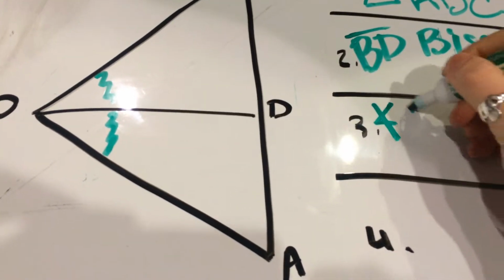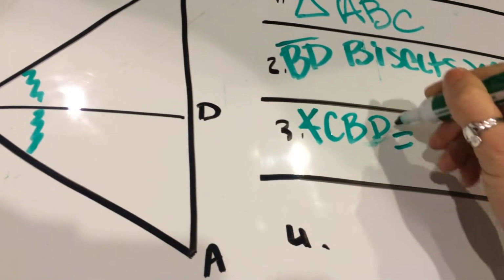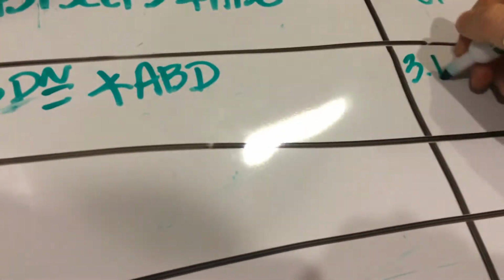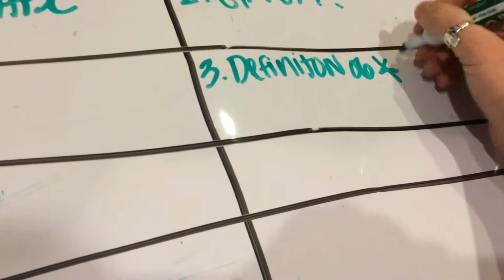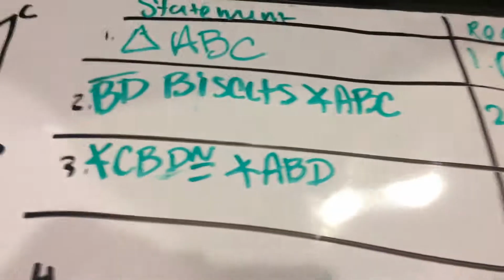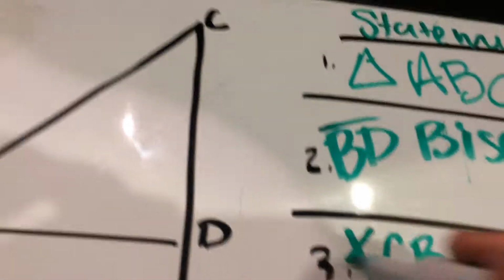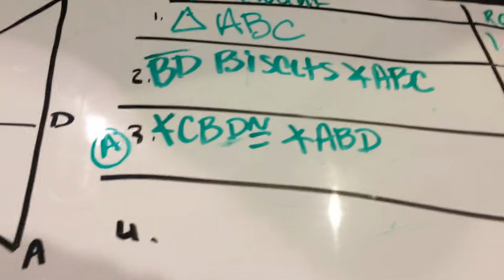Now, our third statement is saying angle CBD, that's a D, not a P, is congruent to angle ABD. And our third reason is definition of angle bisector. Now, a helpful thing to help us figure out what we got: this statement and reason gave us one angle. So on the side where your number is, put a little A and circle it. That means we have an angle so far.